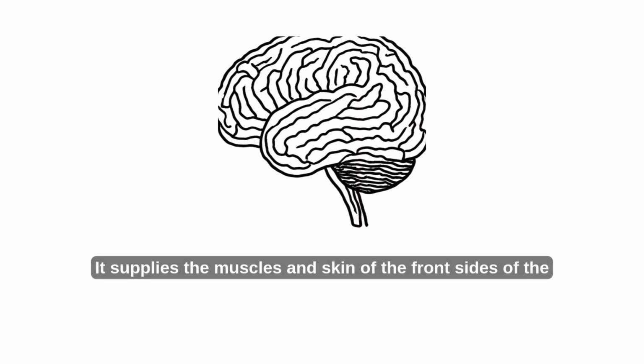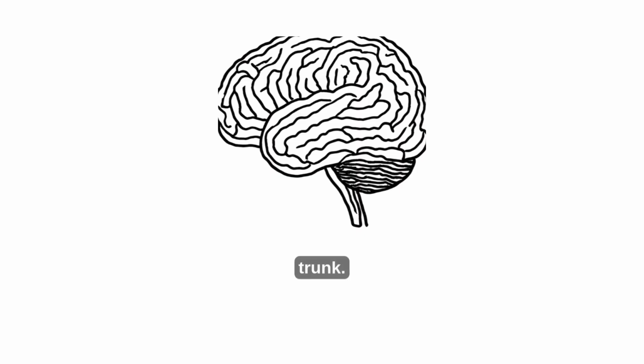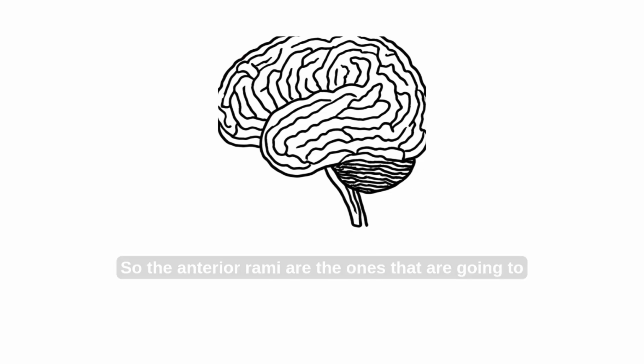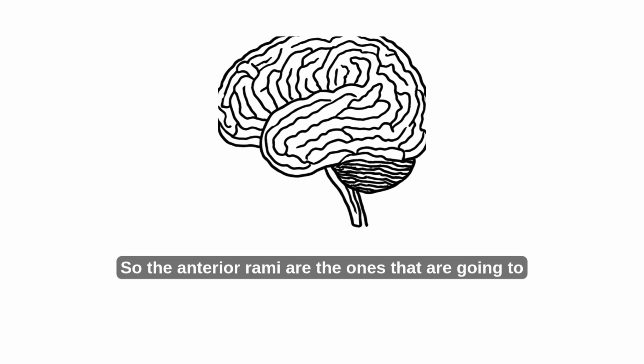Almost. It supplies the muscles and skin of the front and sides of the trunk, and crucially, all the muscles and skin of the limbs, arms and legs. So the anterior rami are the ones that are going to form those complex networks for the limbs? Exactly. They're the source material for the plexuses.